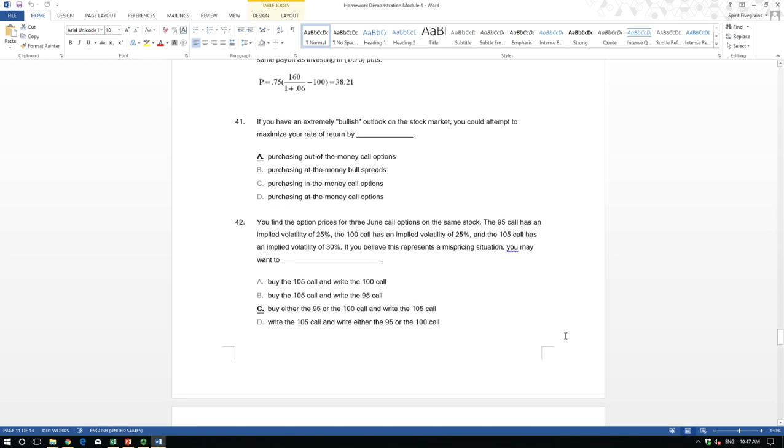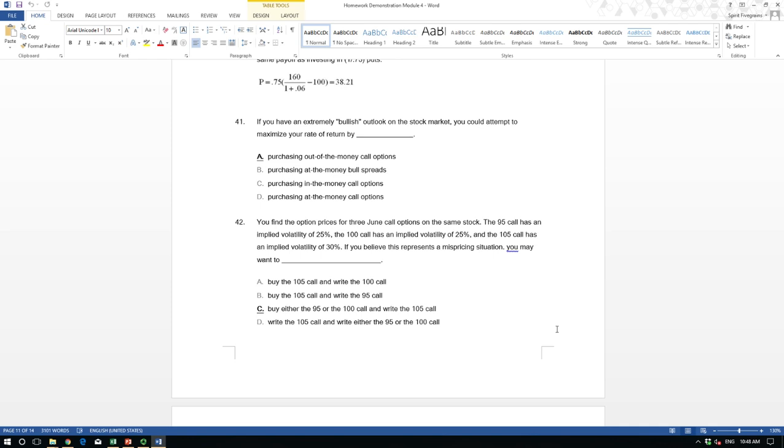Number 42. You found option prices for three June call options on the same stock. 95 means the exercise price of $95 has an implied volatility of 25%, the 100 call has an implied volatility of 25%, and the 105 call has an implied volatility of 30%. If you believe this represents mispricing, you may want to do what?